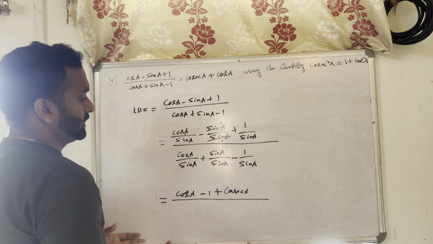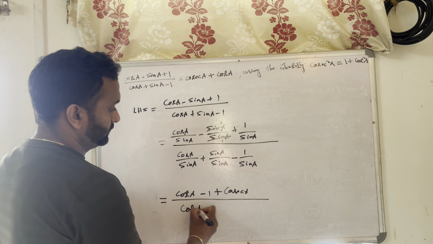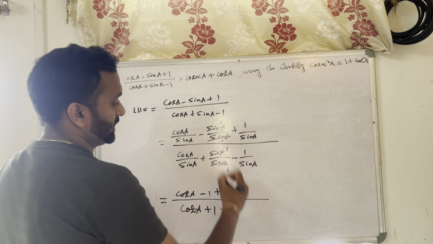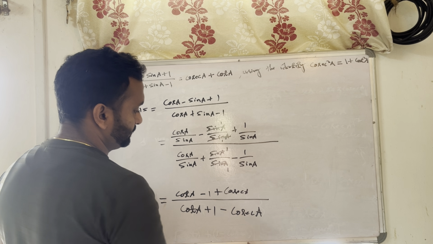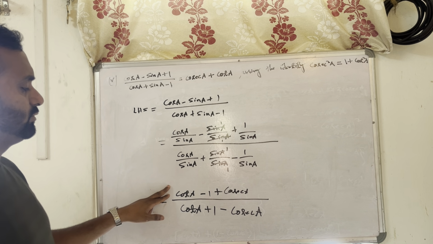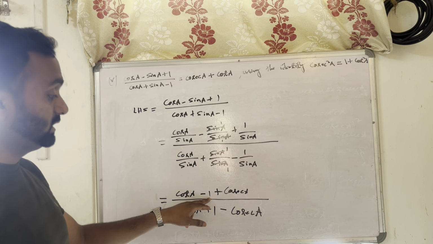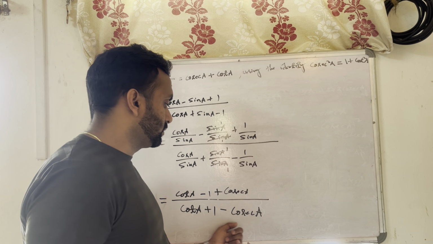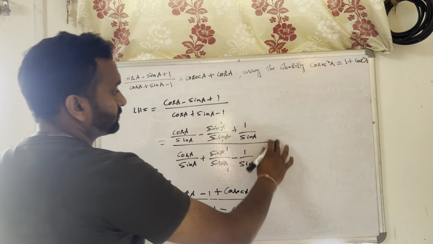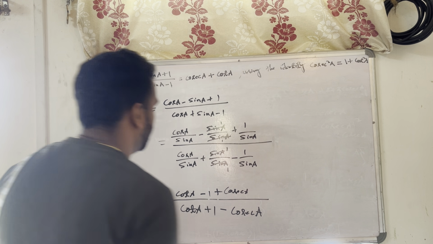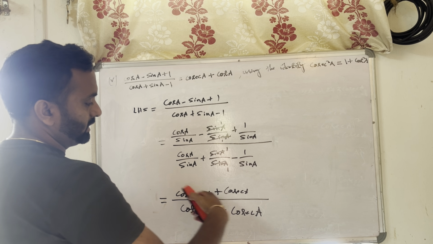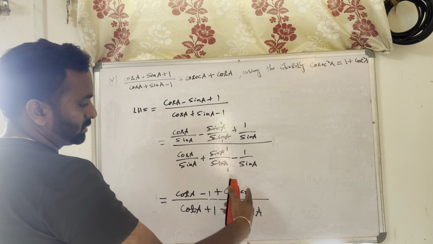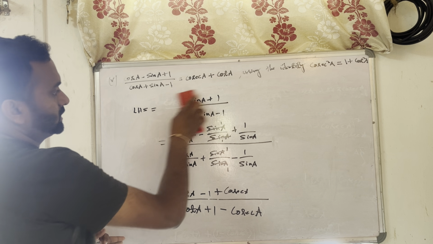Then we have cos by sine, which is again cot a, plus sine by sine gets cancelled out and we get 1. Then again 1 by sine a is nothing but cosec a. So in the numerator we have cot a minus 1 plus cosec a, and in the denominator we have cot a plus 1 minus cosec a. So why not take minus common here, and then we will get something like 1 minus cosec a in the numerator also. So let's do that step.